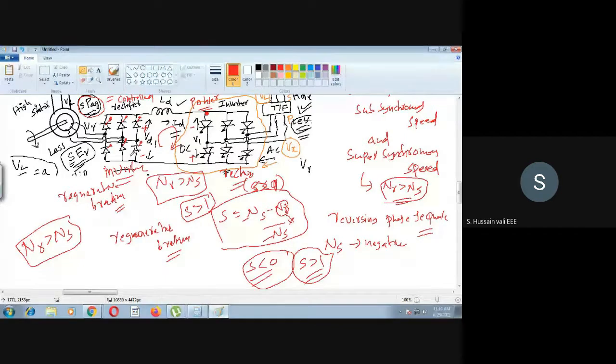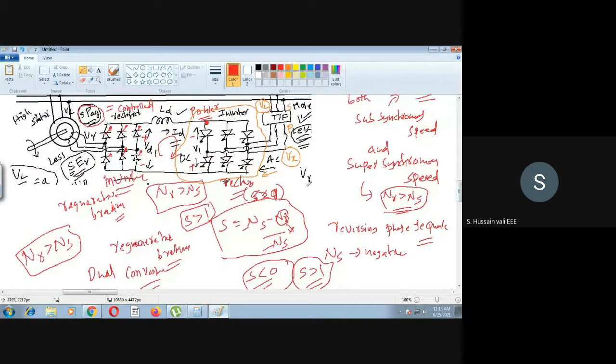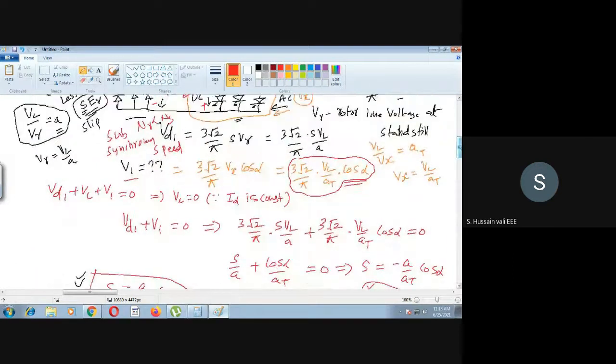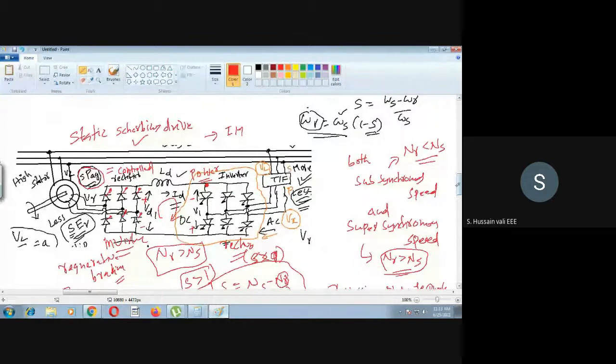Here you put alpha greater than 90, here you put alpha less than 90. So it's something like a dual converter operation. You recall the dual converter operation. Combined, you can call this super. So you can run this at supersynchronous speed, whereas the previous one you can run only at subsynchronous speed. But remember, in both cases it is a Scherbius drive only, so in both cases you are recovering the slip power.